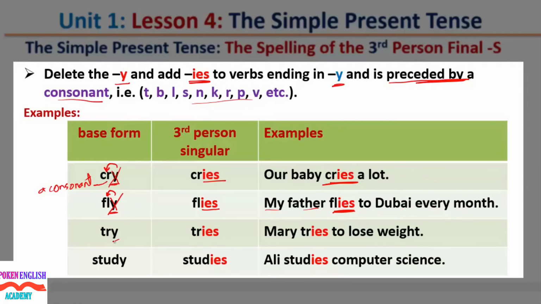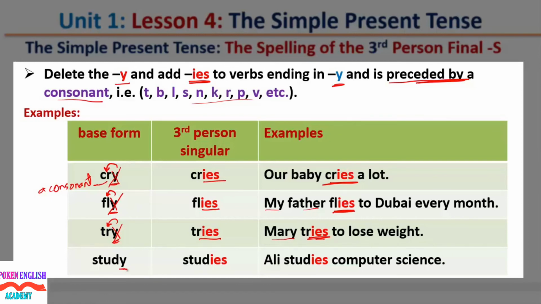Try. Again, try ends in y and the y is preceded by the r and the r is a consonant, so we have to delete the y and add ies to the verb. Mary tries to lose weight. Here Mary is a singular noun, so we need to add ies to the verb.